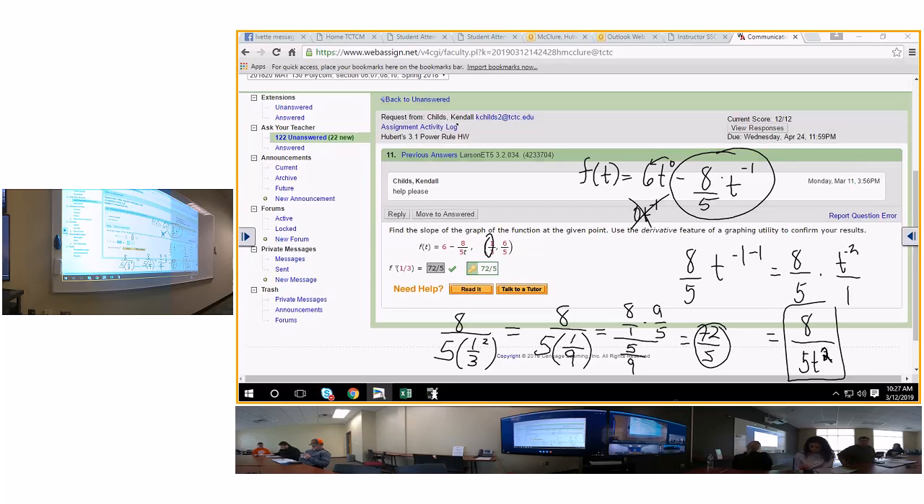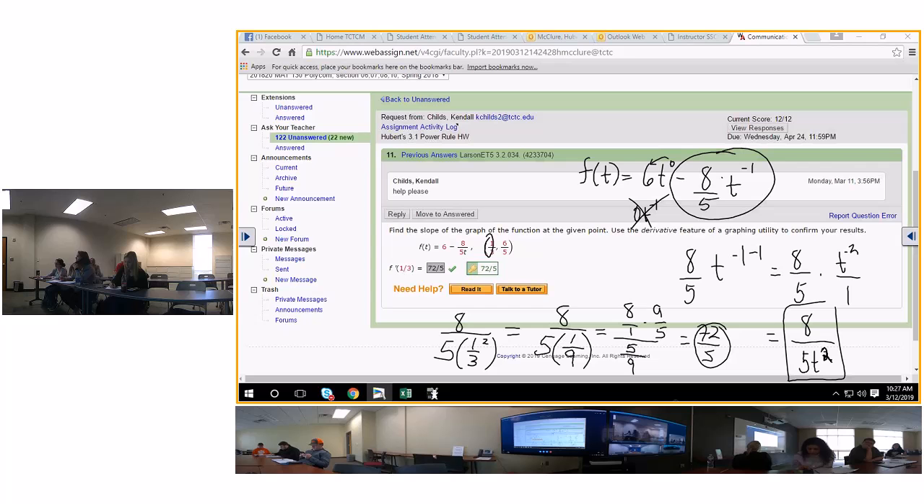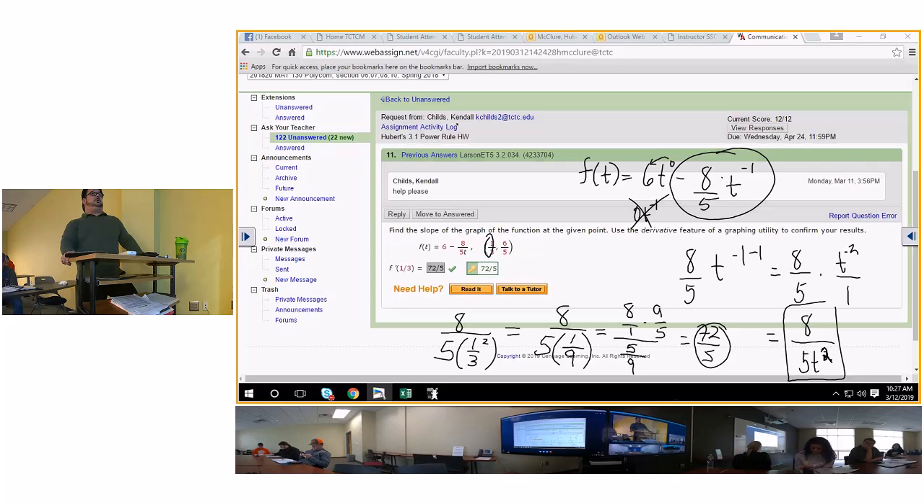Now, by the time you get through with 3.1, 3.2, 3.3, and maybe 3.4, you should be very fluent at taking the first and second derivative. I don't know if we get into the second derivative in chapter 3, but you should be able to do this without any problem. That's a good test question.